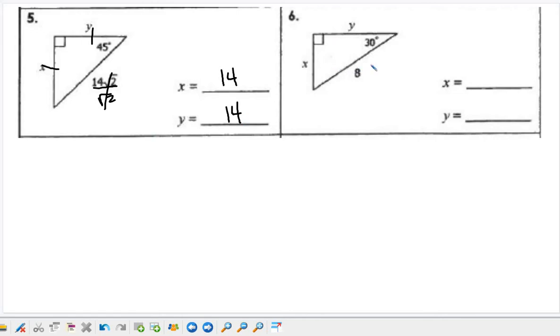So number 6, this is a 30-60-90. So across from this is the short leg. So remember that the hypotenuse is equal to 2 times the short leg, okay? Which means that the hypotenuse divided by 2 is equal to the short leg. So 8 divided by 2 is 4. So my short leg is 4. Now my long leg, remember, is the short leg times the square root of 3. So I have my short leg now, so this is 4. And my long leg is 4 times the square root of 3. So just multiply by the square root of 3.